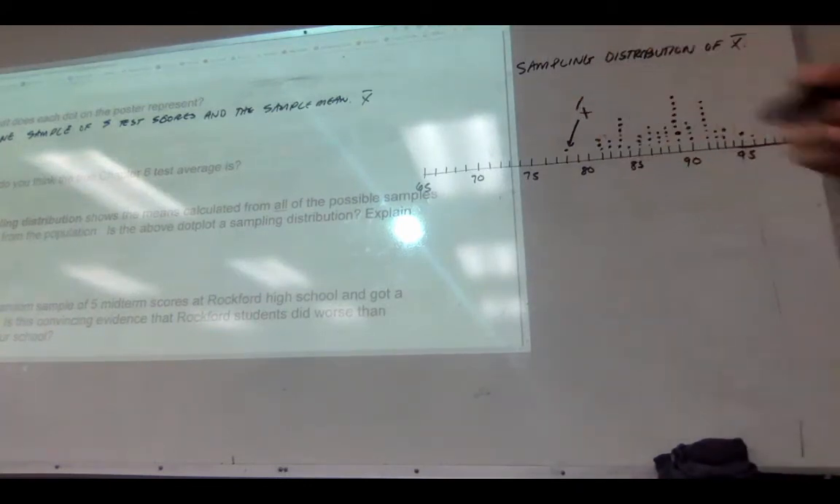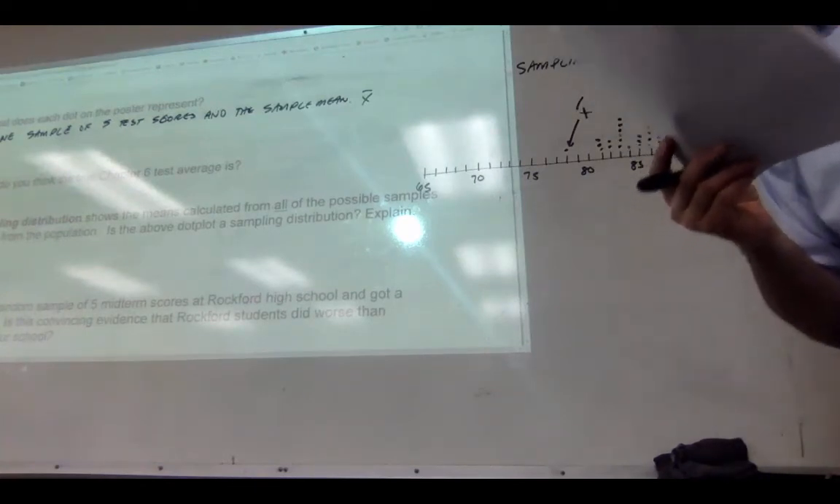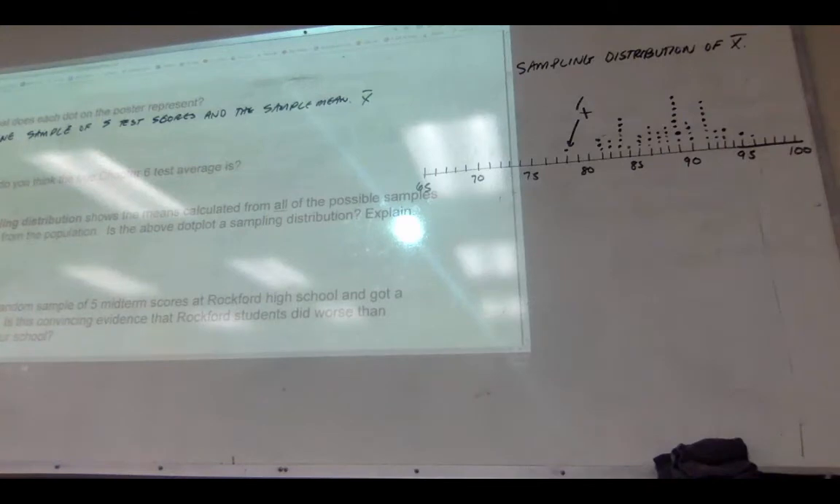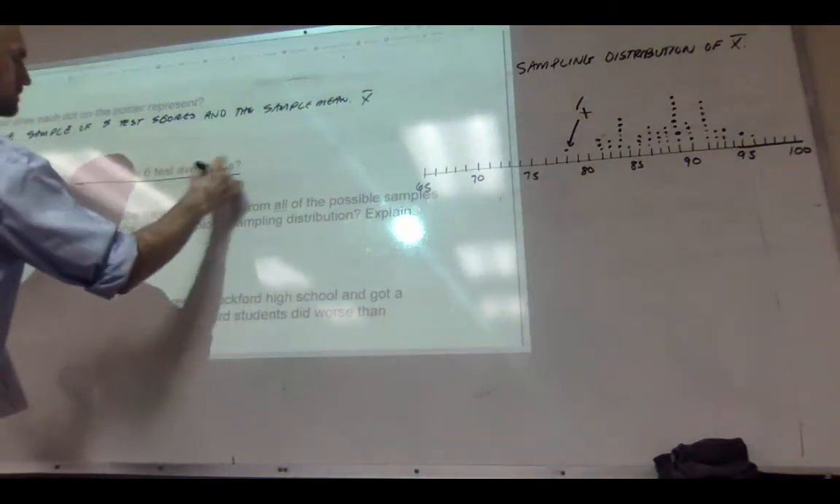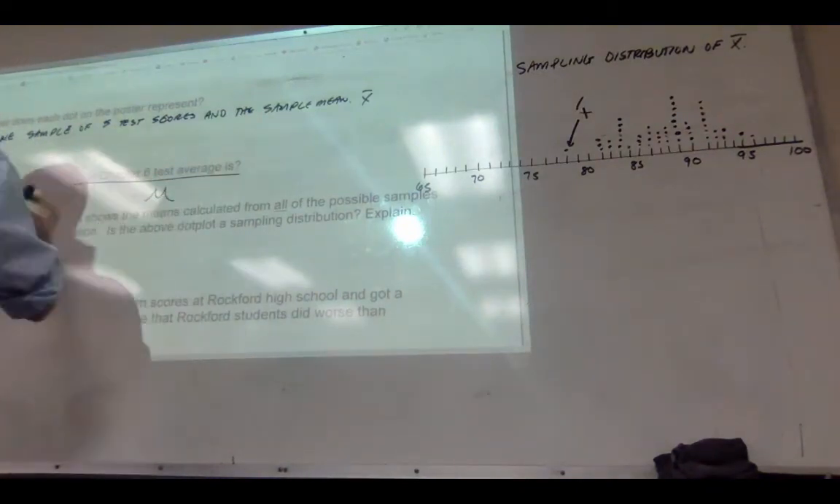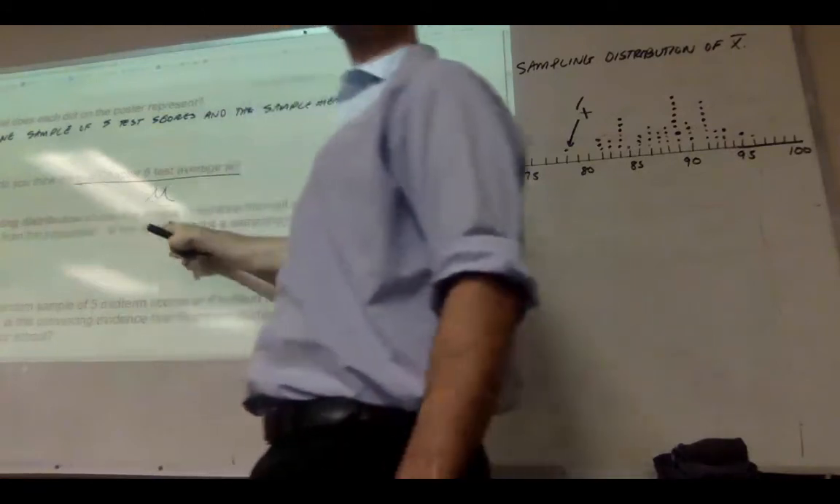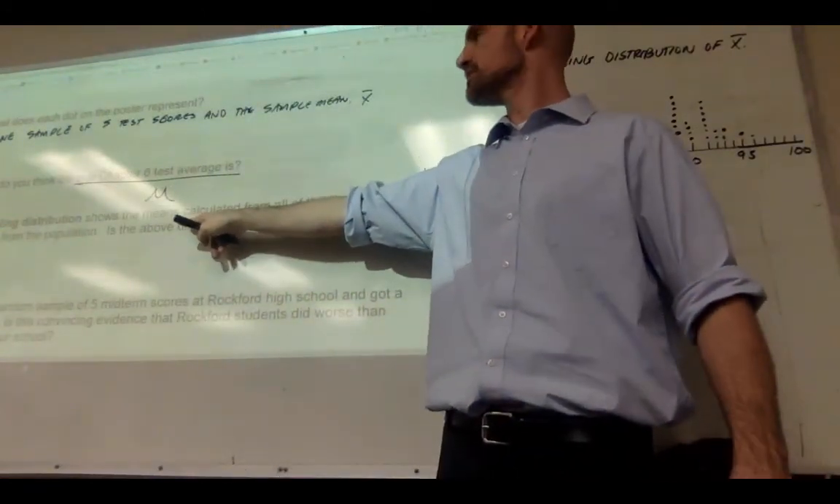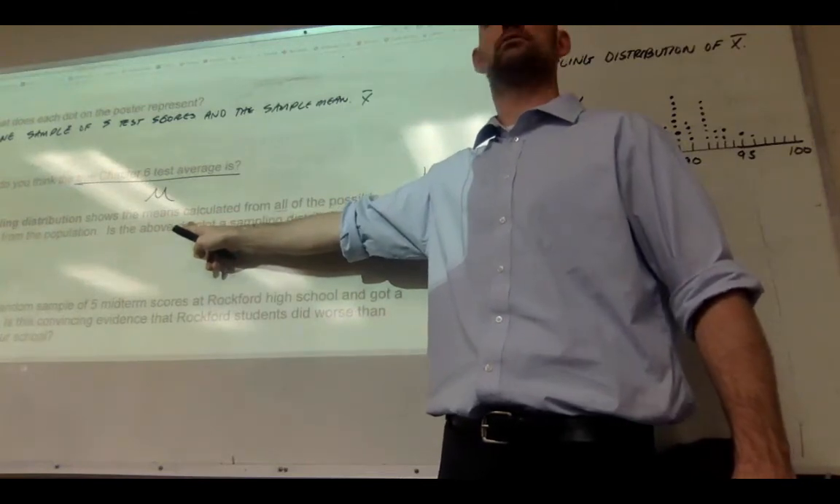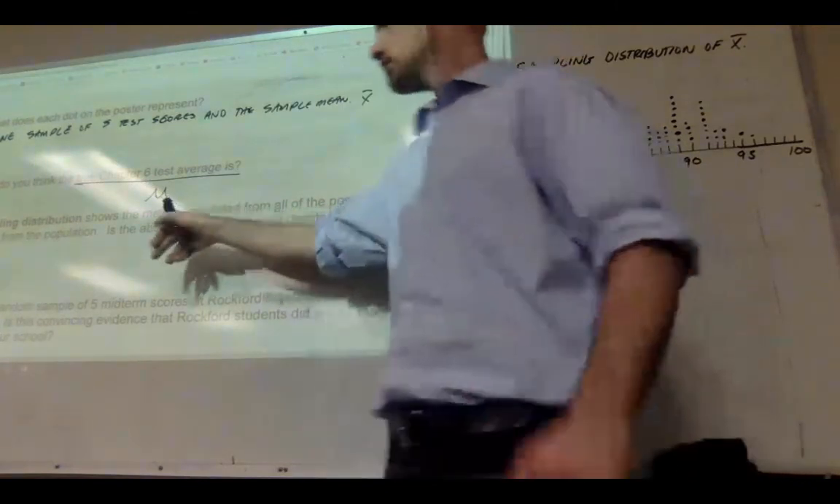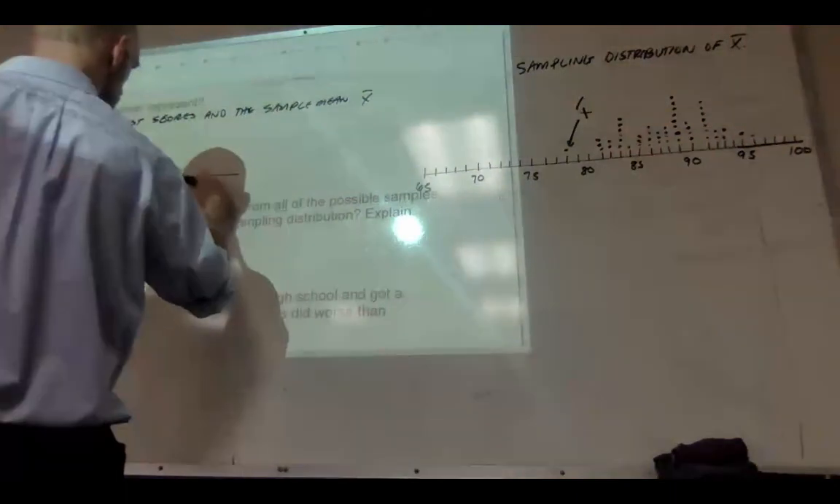So what do you think the true mean is? That's a guess. You can guess that. That's a great guess. When we talk about the true Chapter 6 average or true mean, what we're talking about is mu. So maybe you guessed 89. That's not bad.